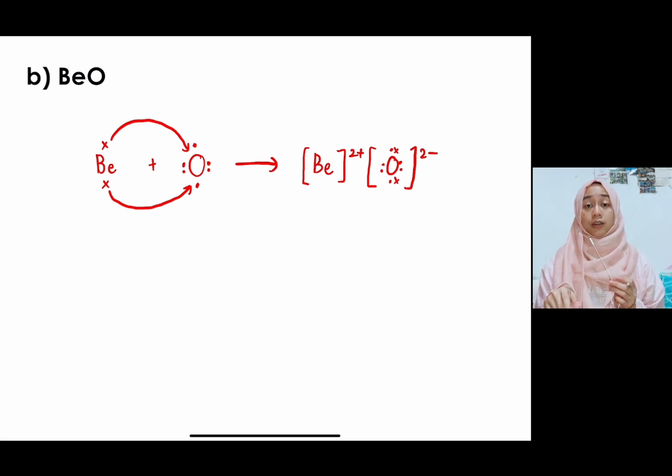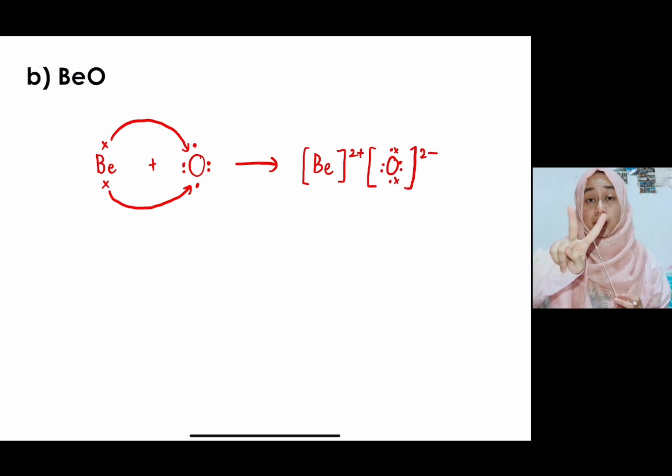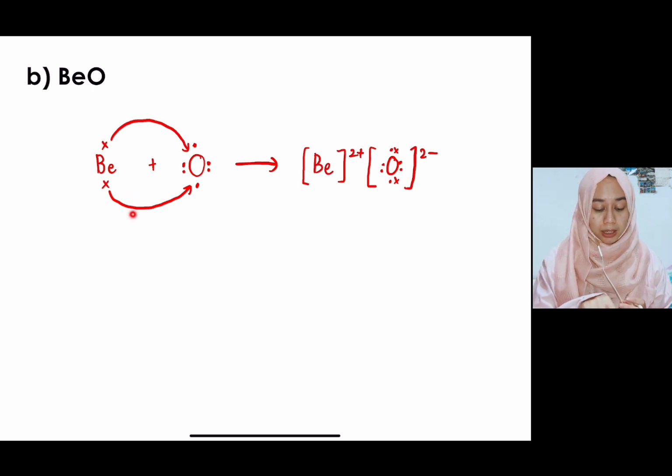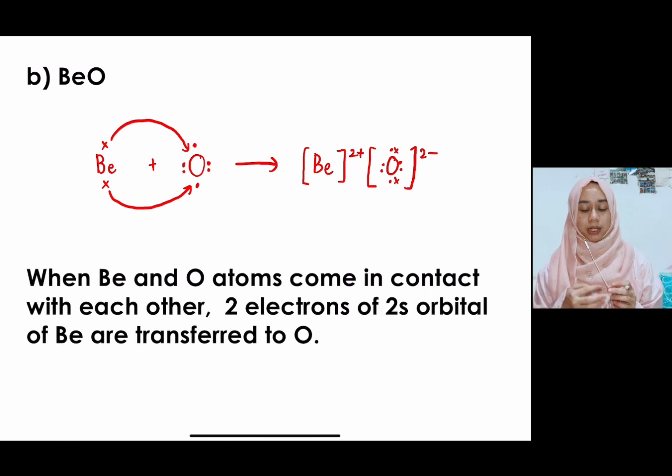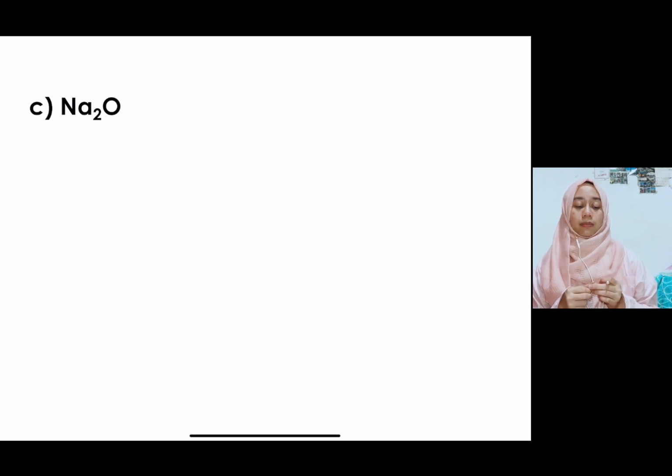Okay, and this reaction here, it involves transferring of 2 electrons. So since ada 2 elektron is being transferred, therefore arrow yang kamu kena tunjuk pun kena ada 2 juga. Okay, that's why ada 2 arrow kat sini. Satu yang kat bawah ni, satu yang kat atas ni. Kalau kamu transfer satu sahaja electron, then just show one arrow lah. If you have 3 electrons that you want to transfer, then you need to show 3 arrows. Okay, so here when beryllium and oxygen combine together, basically the 2 electrons from the 2s orbital of beryllium is transferred to the oxygen. Okay, now kita ada sodium oxide pula.